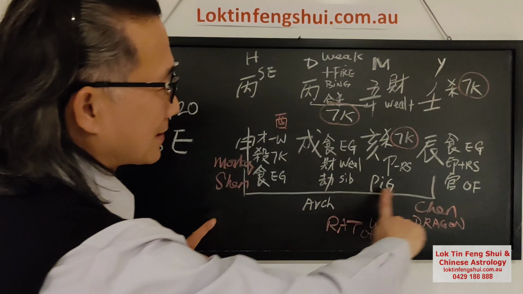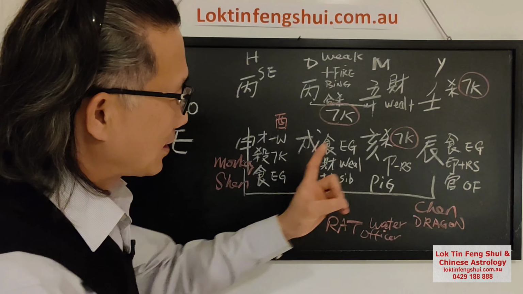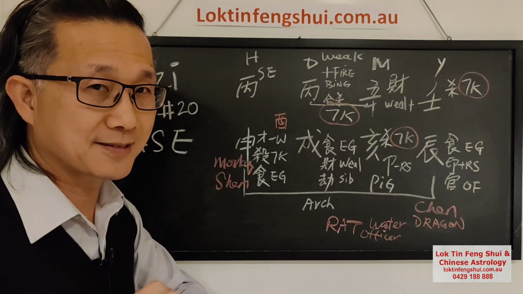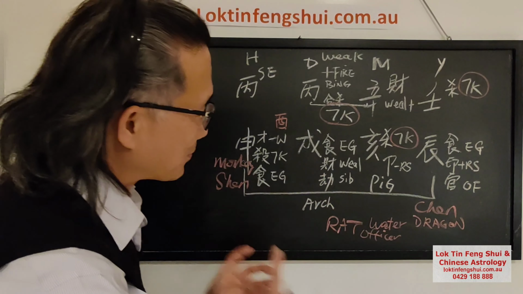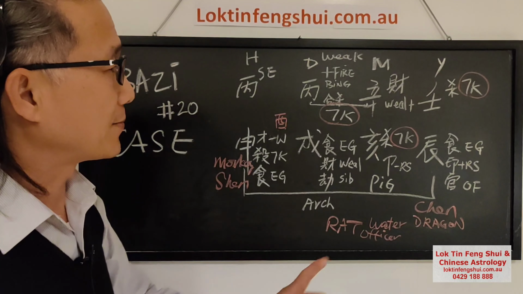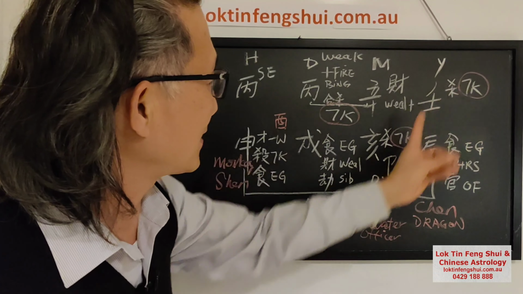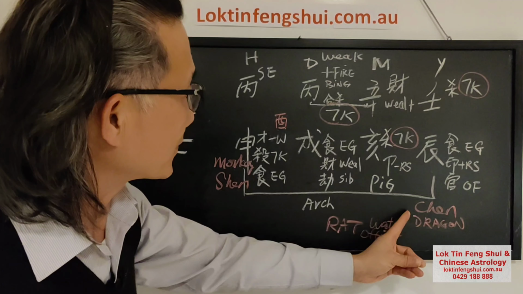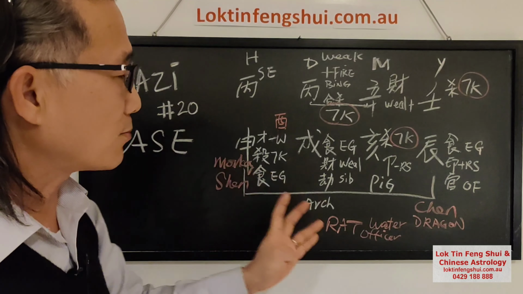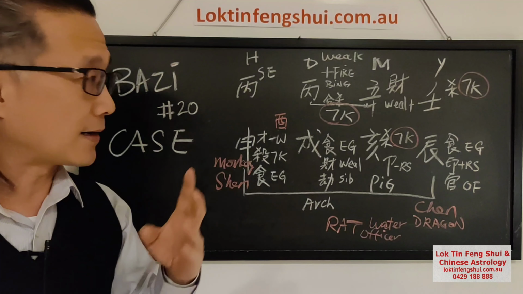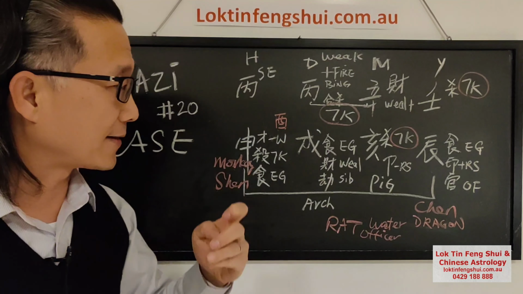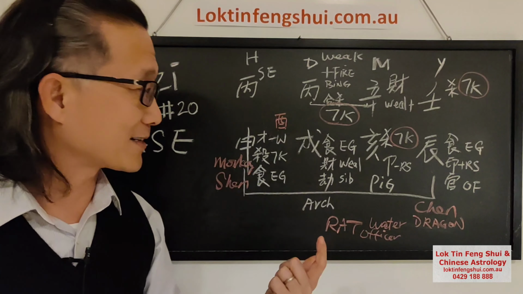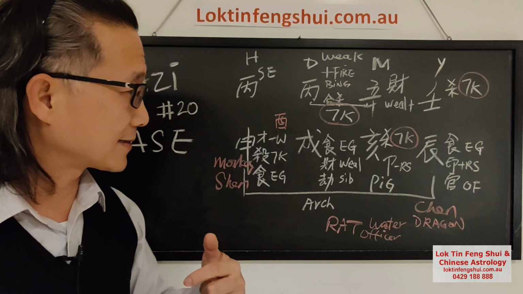So this chart lacks the wood element. If a wood element comes into this chart, it will become very powerful. Why? Because it has the seven killings coming out here and here, and also the officer here. So when it comes to the luck cycle of the wood element, it will become very powerful. Does he have a wood element luck cycle coming up or not? I will leave it to the next video, because we have to look at the cycle of the luck.